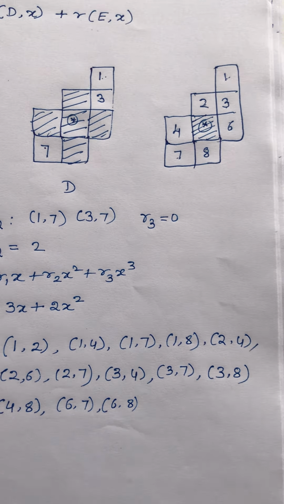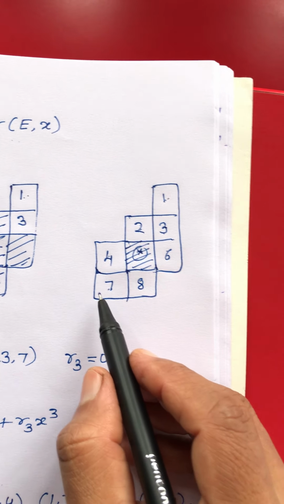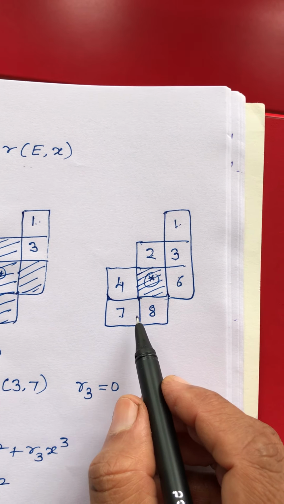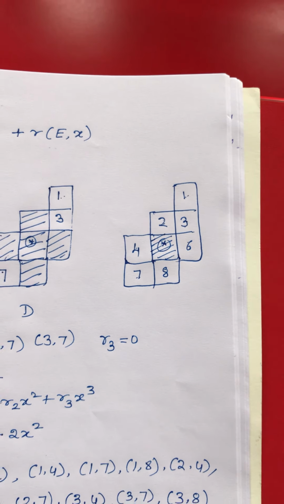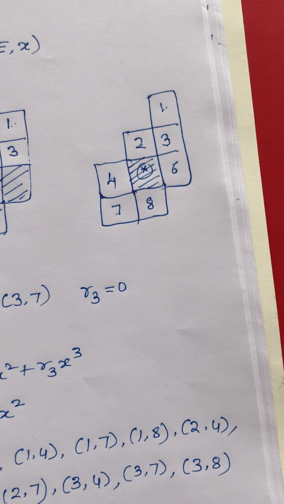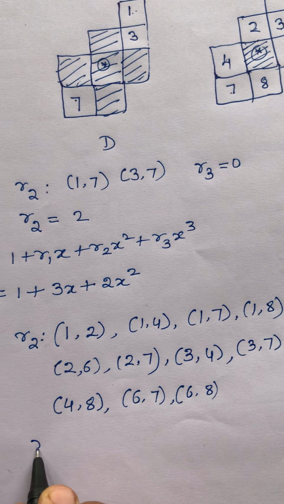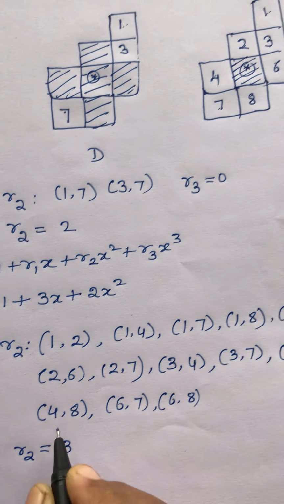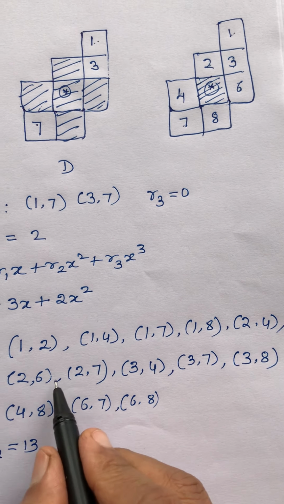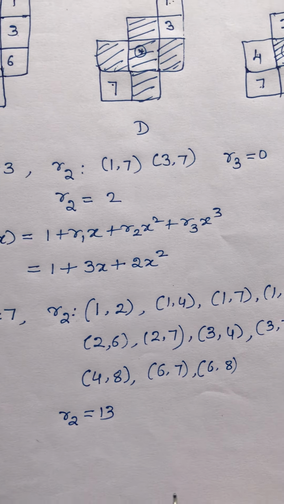Okay. Next, starting with 7, nothing else because we have reached the last row. All the above squares are taken care of already. So the R2 value is 13. We have written 13 possibilities here. You can check: 5 plus 5 plus 3 is 13.